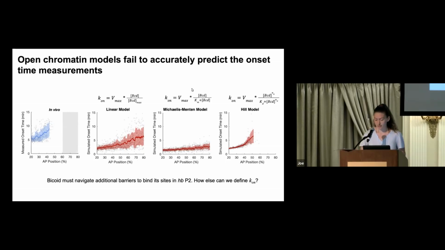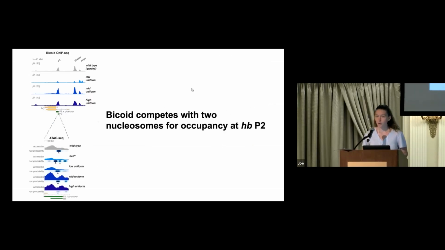So how else can we define k on? We know that Bicoid must navigate nucleosomes in order to bind Hunchback P2. This was shown by an experiment that measured genome-wide Bicoid binding as well as chromatin accessibility in embryos that express Bicoid at uniform levels, either at low, medium, or high levels. This experiment showed that as you increase Bicoid concentrations in the embryo, Bicoid occupancy increases at Hunchback P2, and additionally, chromatin accessibility increases as 2 nucleosomes are evicted from the enhancer.